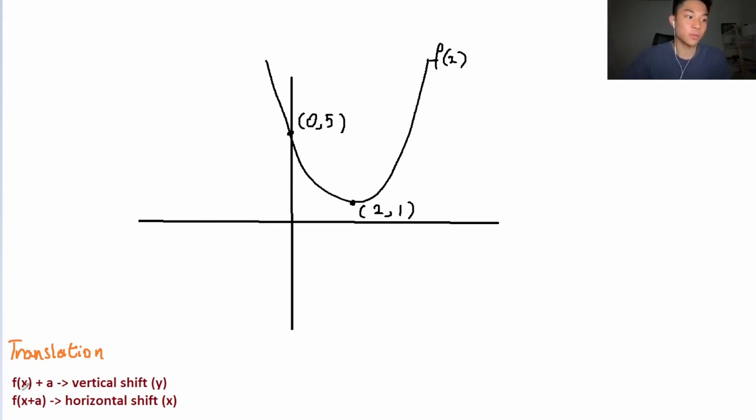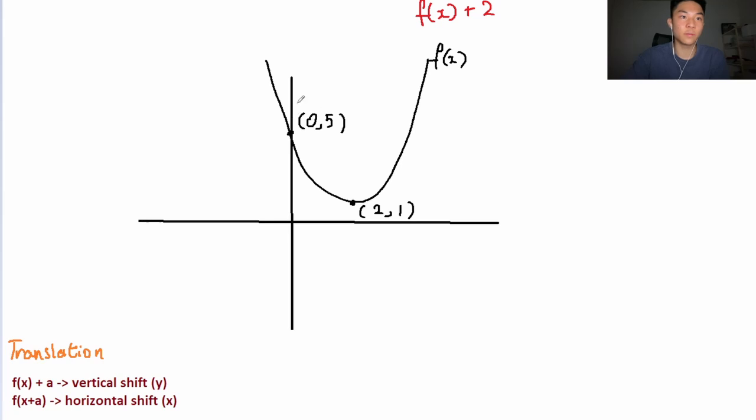As you can see here, if we add a number that's outside of the bracket, outside of f of x, that's a vertical shift. And if we add a number inside the bracket, that would be a horizontal shift. So for example, let's say I have f of x plus 2. The number is outside the bracket, so what we do is we'll add 2 to our y coordinate.